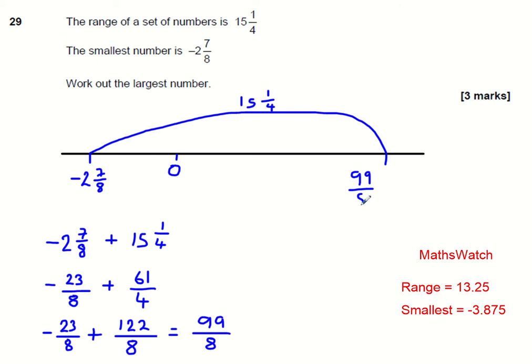If you wish to simplify it though, you can ask yourself how many 8s are in 99. Well, that's 12, because 12 8s is 96. And from 96 up to 99, that means we didn't use 3 of them, and that's 3 over 8. So the answer, the largest number, is 12 and 3/8.